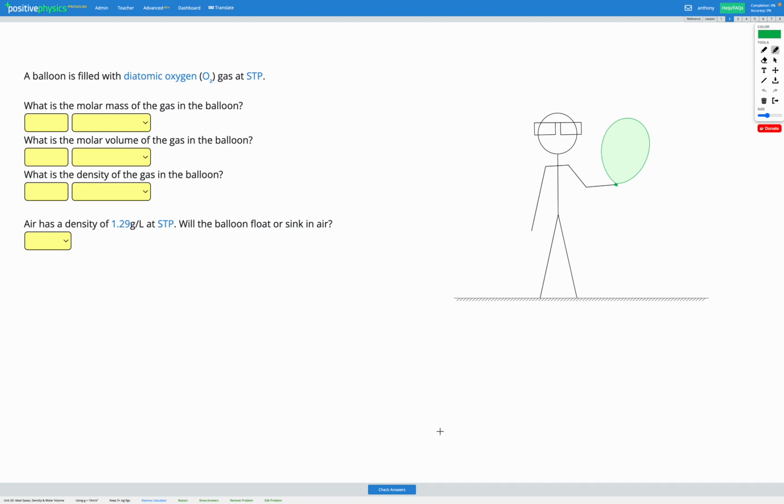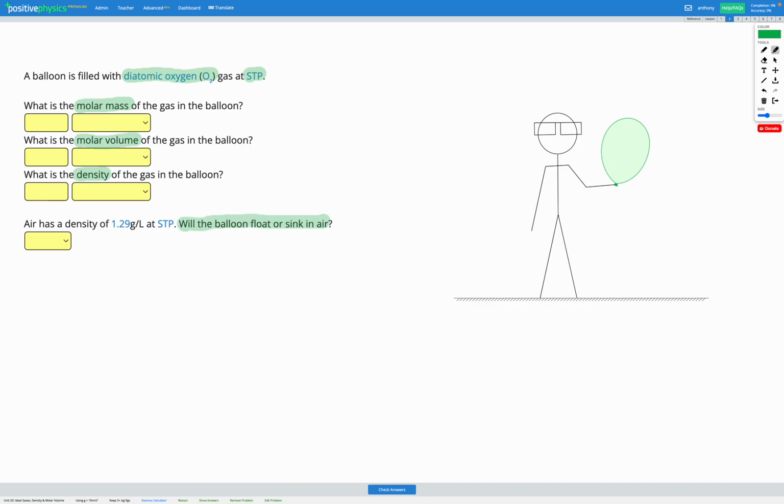In this question, a balloon is filled with diatomic oxygen, O2, gas, at STP, that's standard temperature and pressure. We're going to be figuring out the molar mass of our gas, the molar volume of our gas, and therefore the density of our gas. Finally, we'll figure out: will the balloon float or sink in air?